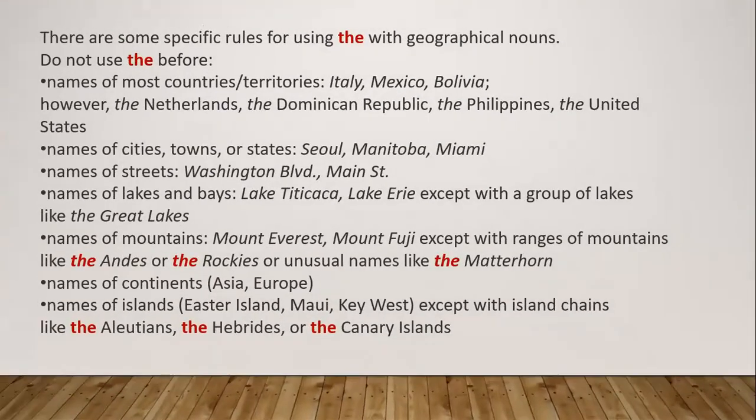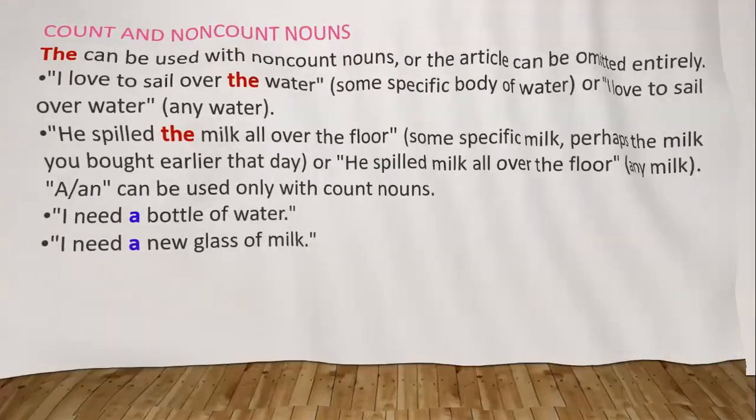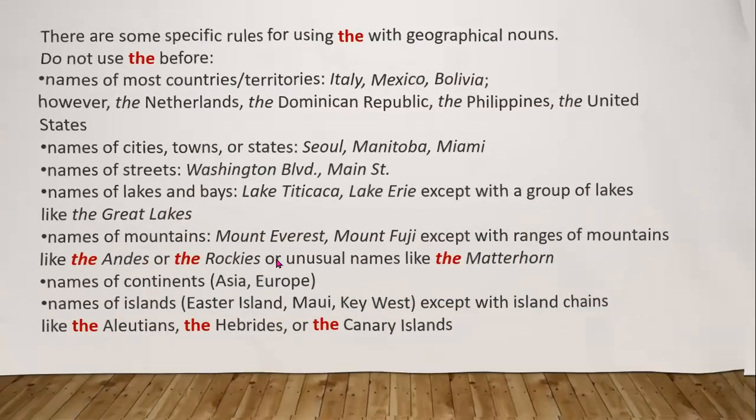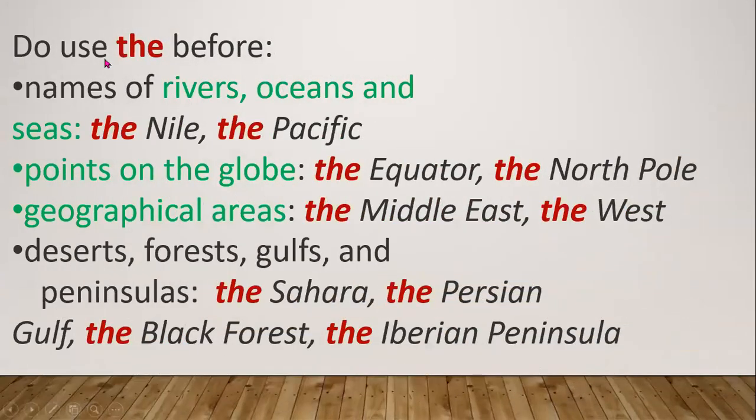Now let me take you to the previous slide, children. Yes, so you people got to know about this one, is it not? Okay, do use "the" before the names of rivers and oceans and seas. Yes, points on the globe, the equator, the North Pole, the South Pole, right? And then geographical areas, the Middle East, the West, okay, and then deserts, forests, gulfs, and peninsulas, the Sahara, the Persian, the Black Forest.